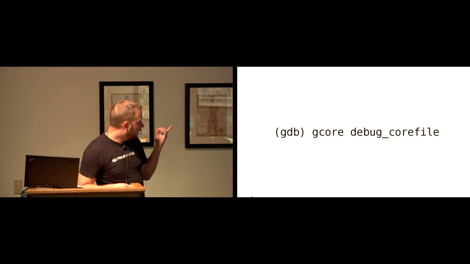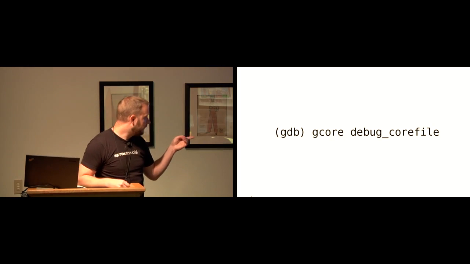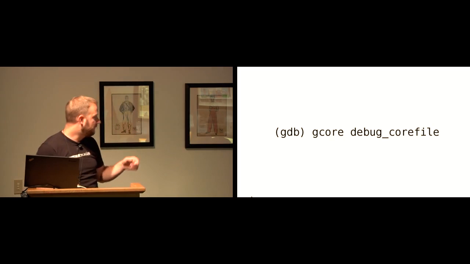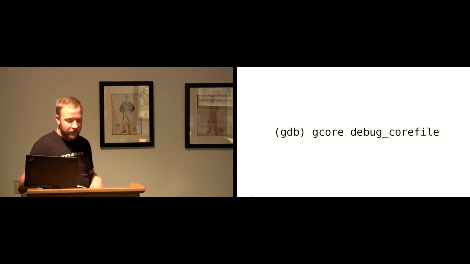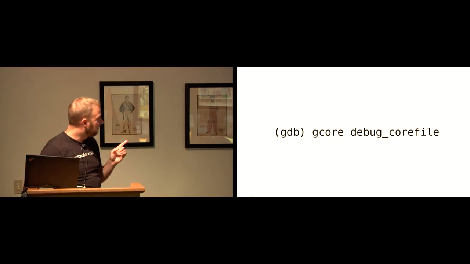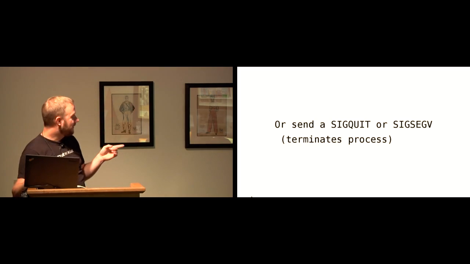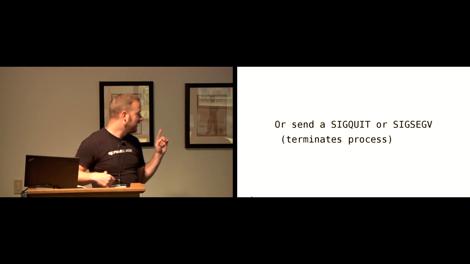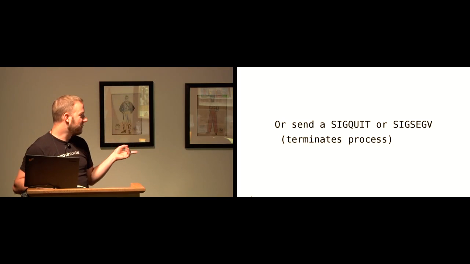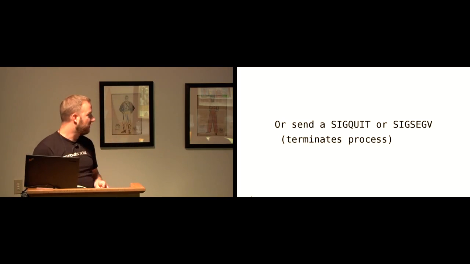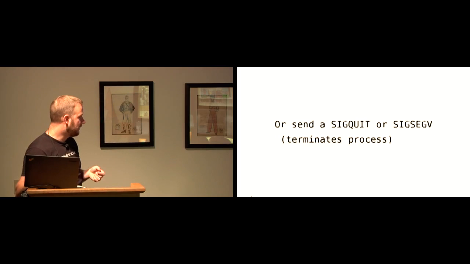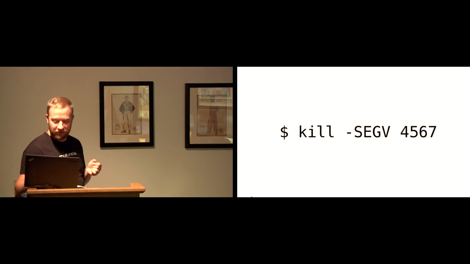Once you attach, gcore is your friend. You can just say gcore and then a file name, and it'll dump it out for you. This sometimes doesn't work, I don't know why, but never fear, there's always another way. You can also send a SIGQUIT or SIGSEGV signal to terminate the process, as well as drop a core that way. So you can get around it in different ways. Something like that, perfect.